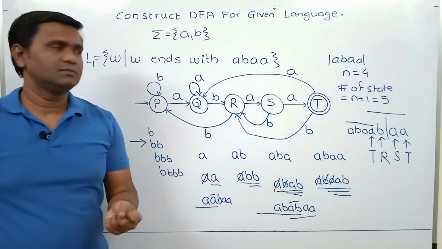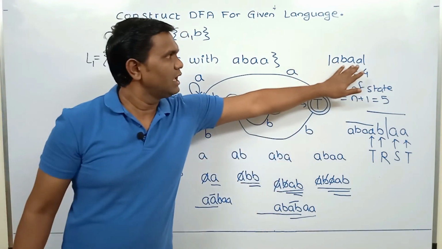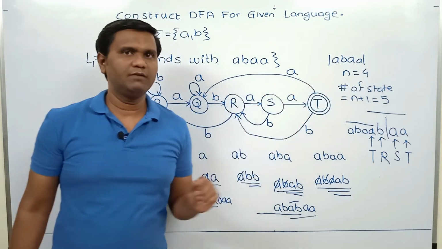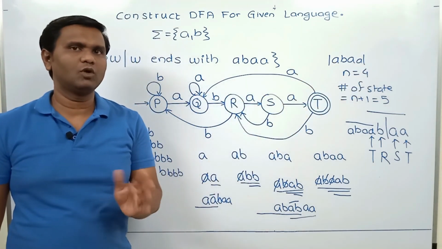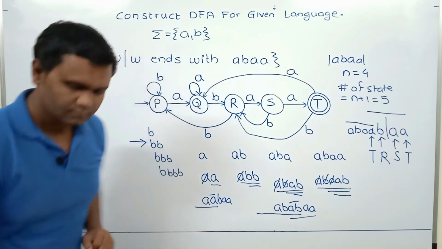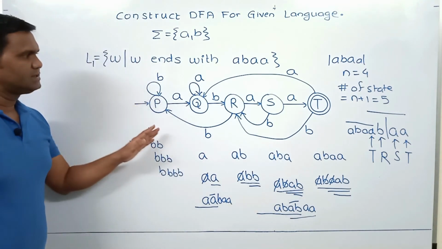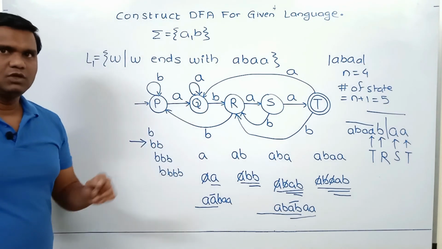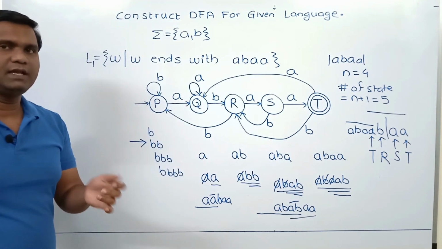In the GATE exam, for a string like ABAA, n equal to 4, it will not be more than 3 or 4. It will be at most 3 or 4. Now if you practice even for length 4, you will be able to draw the DFA in less than 1 minute.